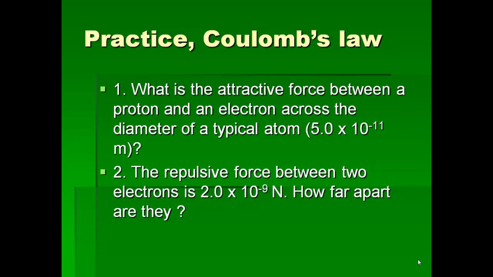So here's a couple more problems. In question 1, I want to know what the attractive force is between a proton and an electron across the diameter of a typical atom. A typical atom has a diameter of about 5 times 10 to the negative 11th meters. For number 2, I want to know the repulsive force between two electrons. Well, actually, I give you that force. Let's see if you could figure out the r for me, how far apart they are. Work these two problems, and then move on.